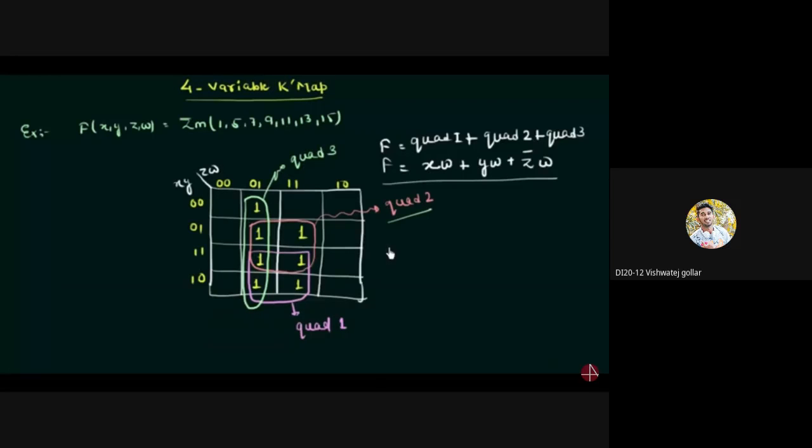In the next presentation, we will see the don't care, which is a very important thing. We'll see how to use the don't care, how to group it in the case of max terms and min terms, both in 8 cell and 16 cell K-maps. So see you in the next presentation.